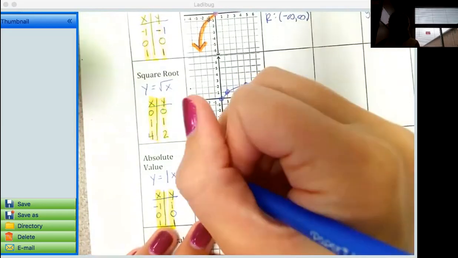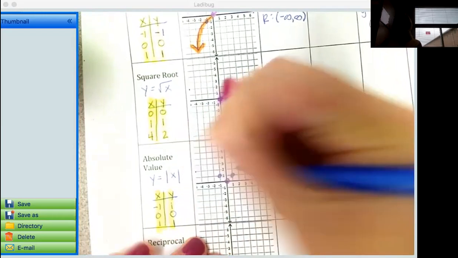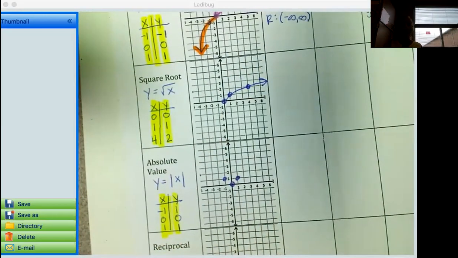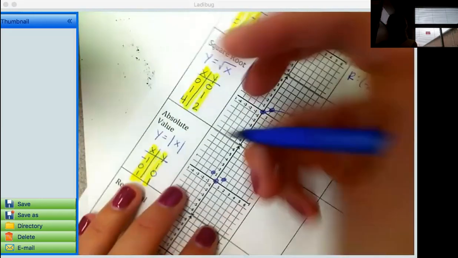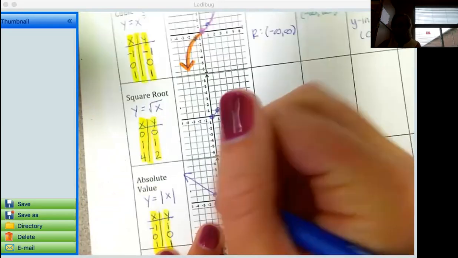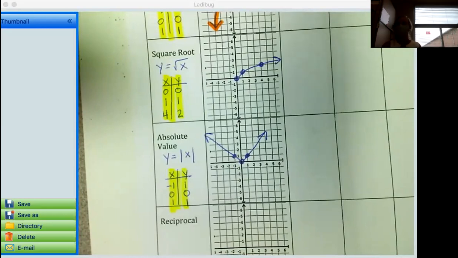And then the absolute value: -1, 1, 0, 0, 1, 1. Now, it is not curved. Do you see how it's a straight line? It just goes in both directions. Y'all remember seeing the V's? It's a V. It's a line in both directions because it says y equals the absolute value of x. It's just in bars. Are y'all okay with that?